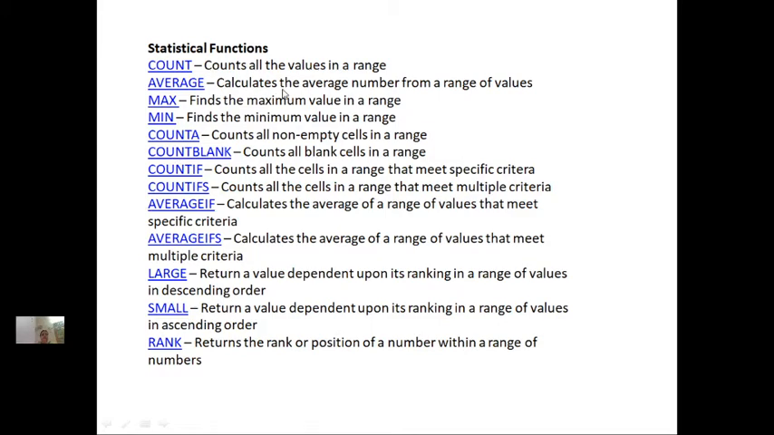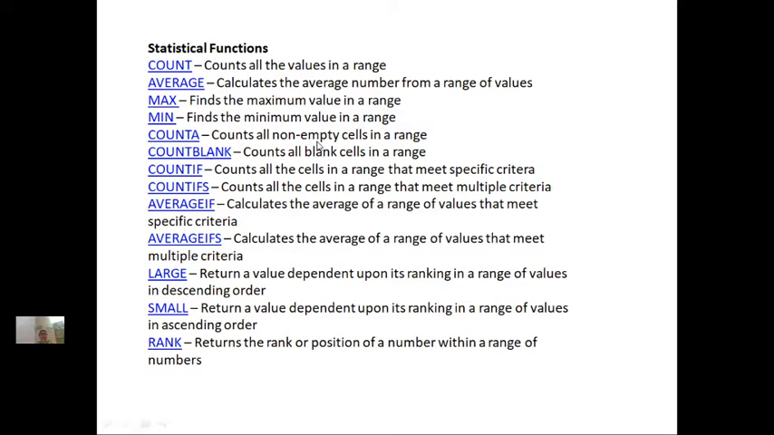So what is this COUNT function? COUNT counts all the values in a range. Okay, means in the range of cells which contains the values, it returns the count of those cells. Next, the AVERAGE function calculates the average number from a range of values. It returns the average value from the range of values. Next is MAX. It returns the maximum value in a range. Next is MIN. It returns the minimum value in a range.